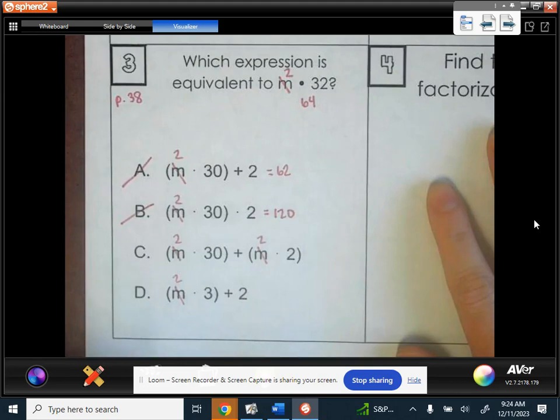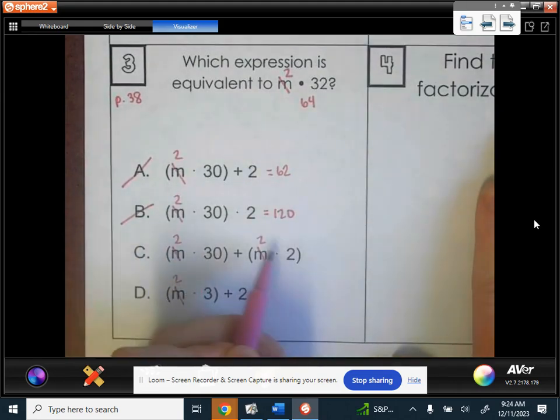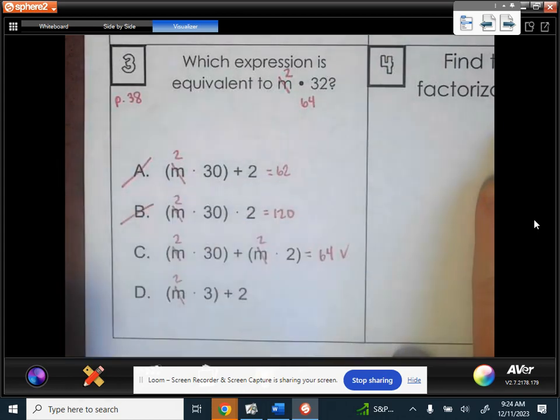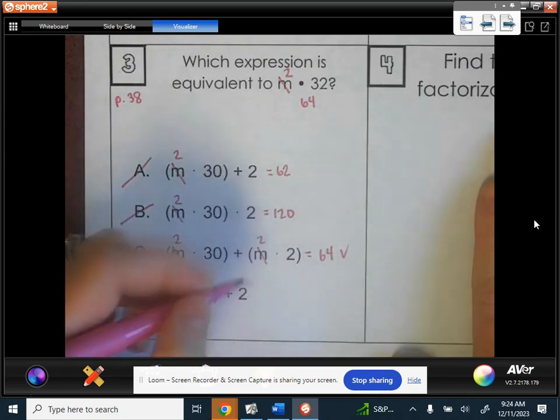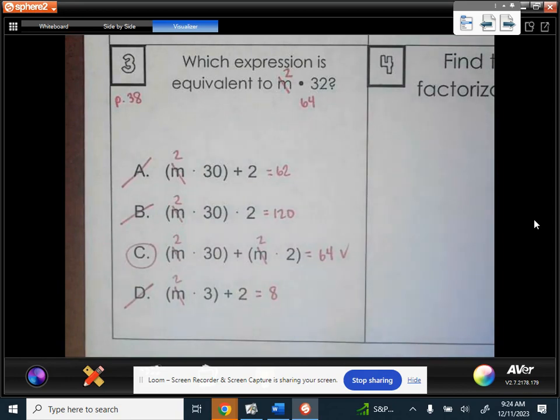That's not even close. Here I do the 2 times 30, that gives me 60. The 2 times 2 gives me 4, and the 60 plus the 4 does give me 64. So that looks good, but I'll come back to it because we need to double check the last one. On the last one, 2 times 3 is 6, and 6 plus 2 is 8, not even close. So C ended up being our answer for that one.